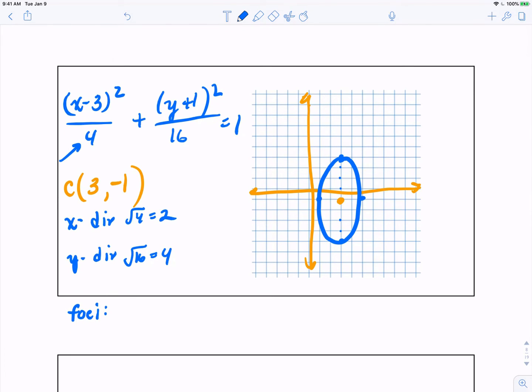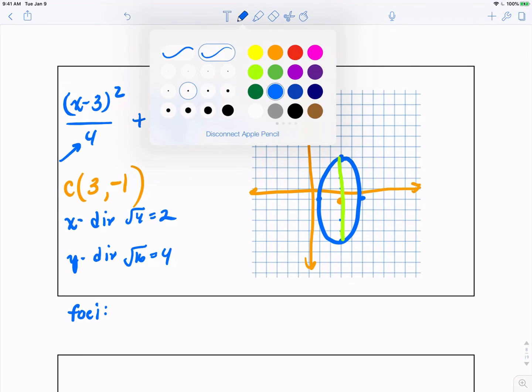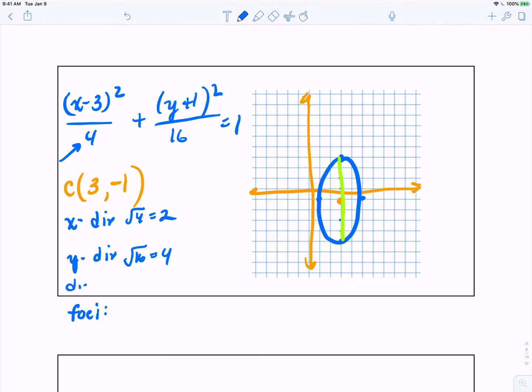Now notice that the vertical axis is the major axis, so the foci are going to be found on that axis. The distance to the foci is the square root of 16 minus 4, which is 12. And the square root of 12 is a little more than 3 units, so 1, 2, 3, a little more than 3. And we should actually simplify this. This is the square root of 4 times the square root of 3, or in other words, 2 square root 3.